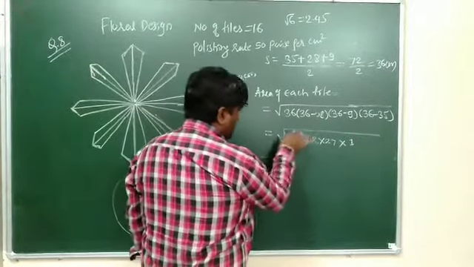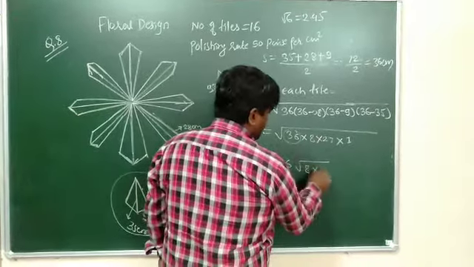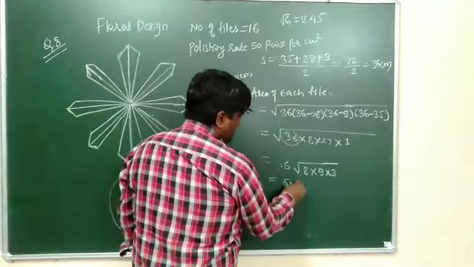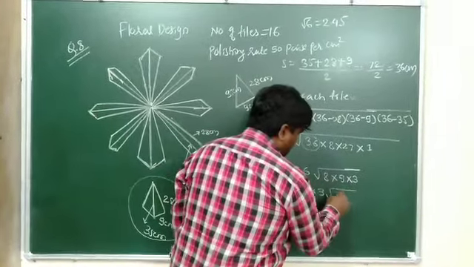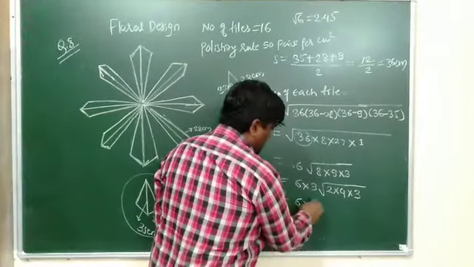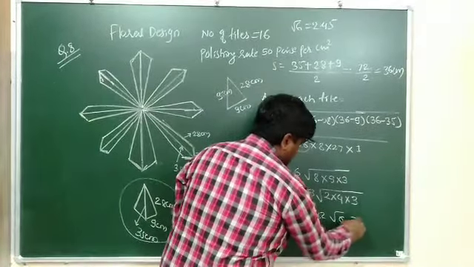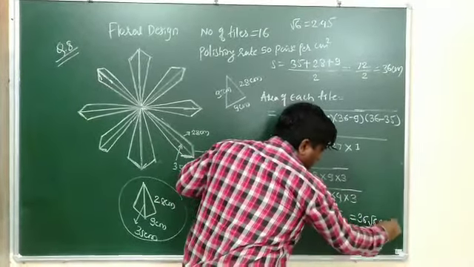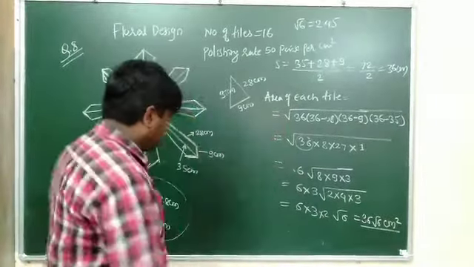So now the square root of 36 is 6, 8 is 2 into 4, 27 is 9 into 3. So 6 into the square root of 9 is 3, and 2 into the square root of 4 is 2, root 6. The final value is 6 into 3 is 18, into 2 is 36 root 6 centimeter square. So this gives the area of each tile.